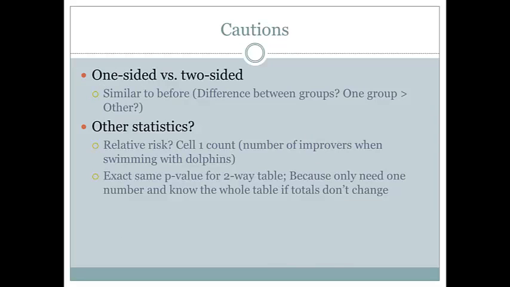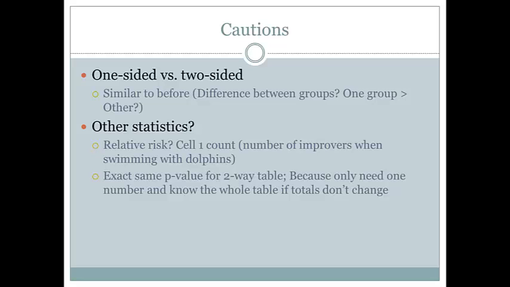When doing simulations comparing two group proportions, the rules about one-sided and two-sided are very similar to what we've seen before. If the research question asks about a difference between the groups, you're doing a two-sided test. If the research question says, is this group bigger than the other, you'll do a one-sided test.